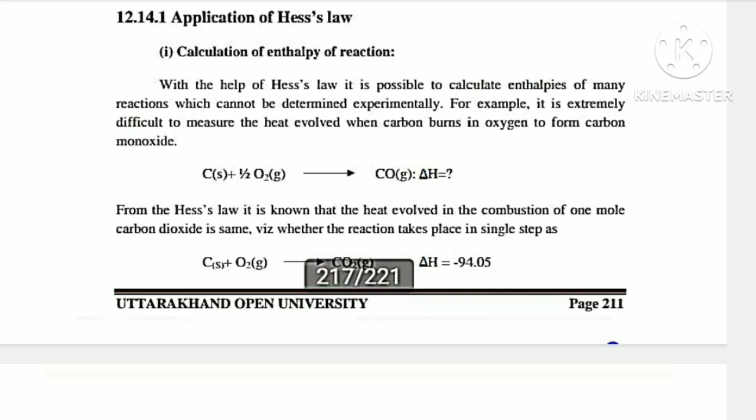Application of Hess's law. Calculation of enthalpy of reaction. With the help of Hess's law, it is possible to calculate enthalpies of many reactions which cannot be determined experimentally. For example, it is extremely difficult to measure the heat evolved when carbon burns in oxygen to form carbon monoxide. From Hess's law, it is known that the heat evolved in the combustion of 1 mole of carbon to carbon dioxide is the same whether the reaction takes place in a single step as C + O2 = CO2, delta H is equal to minus 94.05.